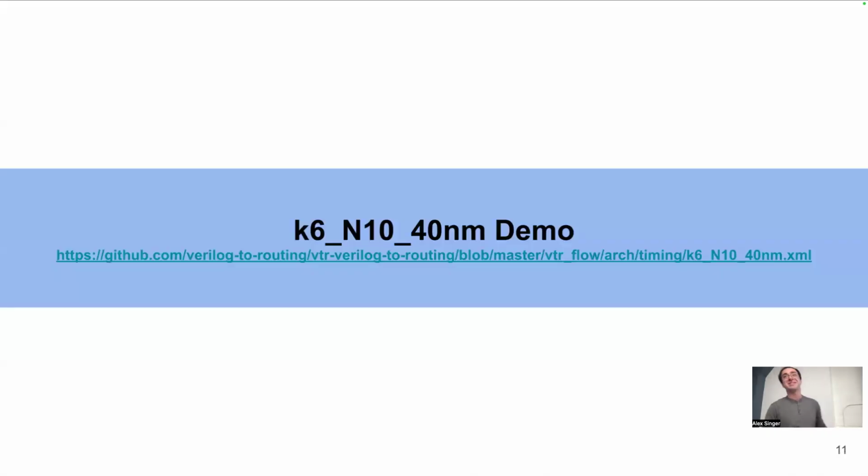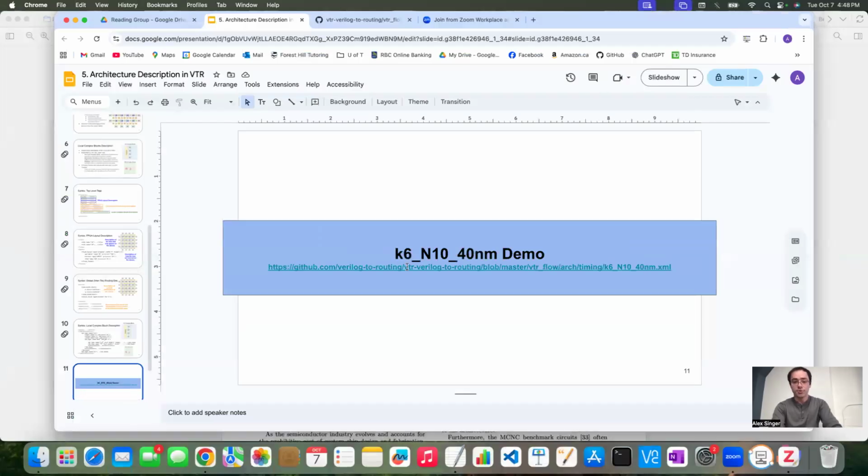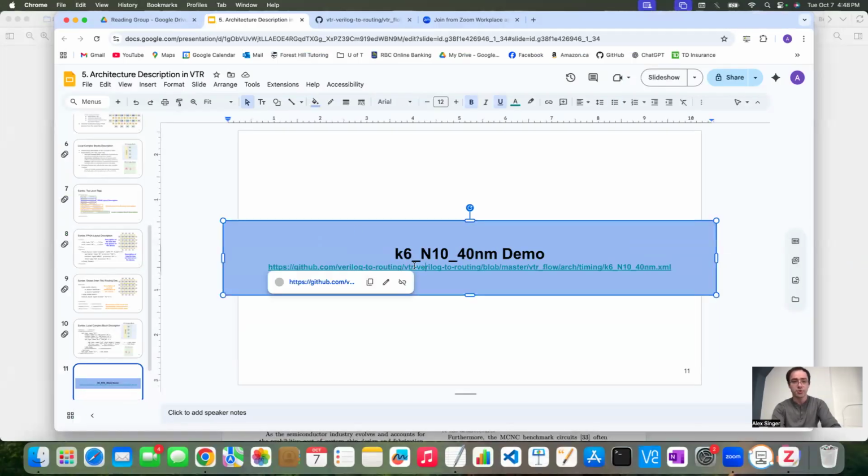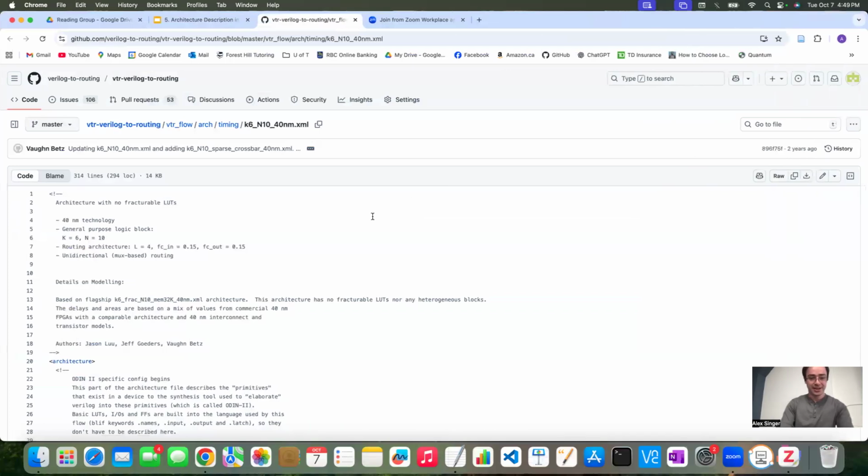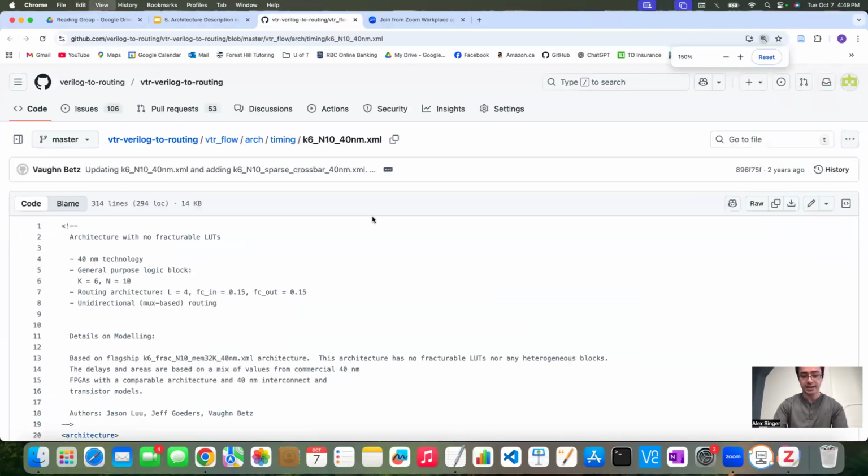Cool. This is my last slide, I think. Yeah, I have some resources. But because I have another 10 minutes, I want to walk through a full demo of what a real architecture file looks like to show you guys that I'm not lying. So this is called K6N10 40 nanometers. We try to make our naming as clear as possible. K6 means that it is a 6-input LUT architecture. N10 means each CLB contains 10 BLEs. I showed 4 in my example. This one has 10.